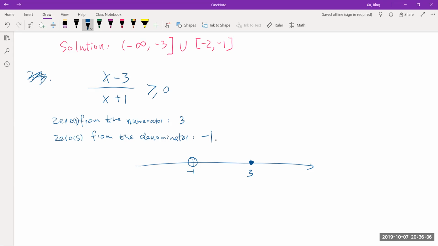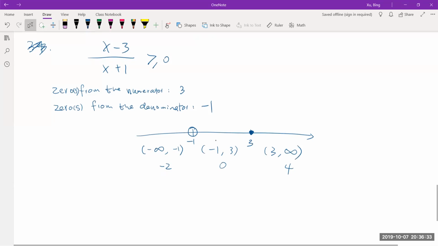Okay, now the rest is pretty similar. You want to find the intervals first: from negative infinity to negative 1, then from negative 1 to 3, from 3 to infinity. That's the 3 intervals these 2 points separate the whole number line into. Now test points. I'll pick negative 2 here, pick 0 here, and pick 4 here.